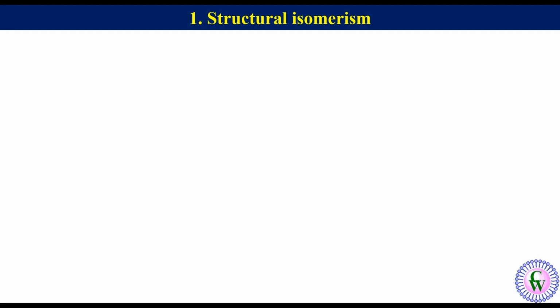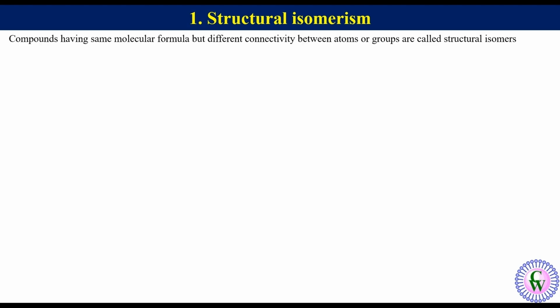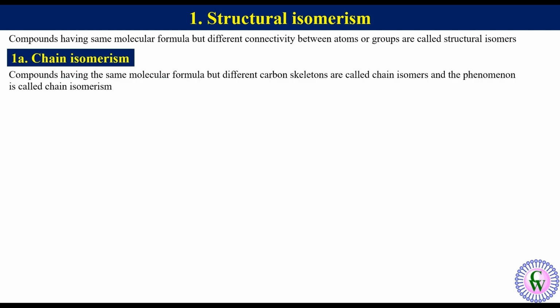First, we will learn structural isomerism. Structural isomers are defined as compounds having the same molecular formula but different connectivity between atoms or groups. In this isomerism, we are first going to discuss chain isomerism. Compounds having same molecular formula but different carbon skeleton are called chain isomers, and the phenomenon is called chain isomerism.